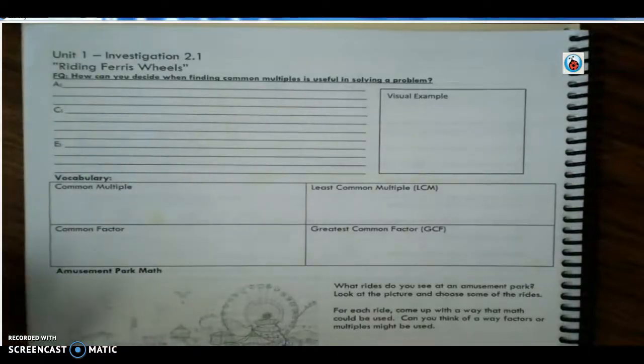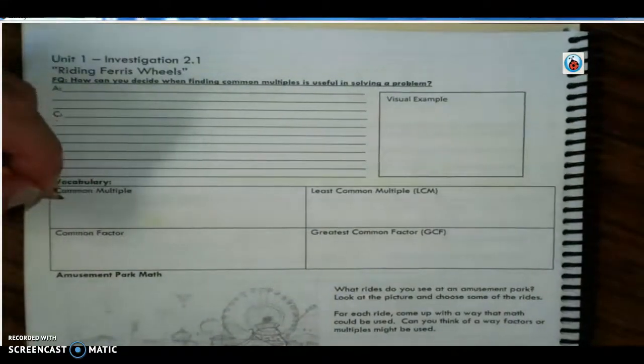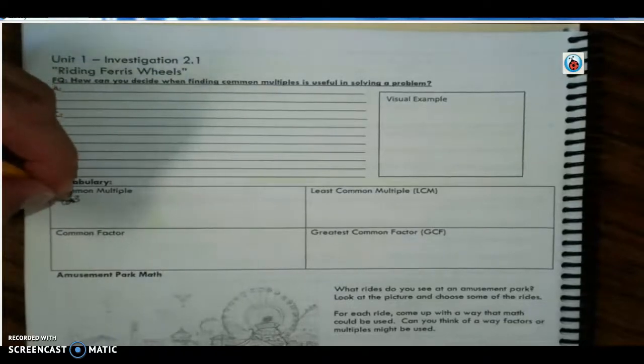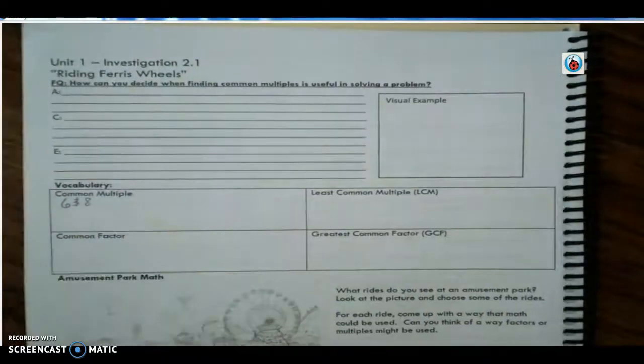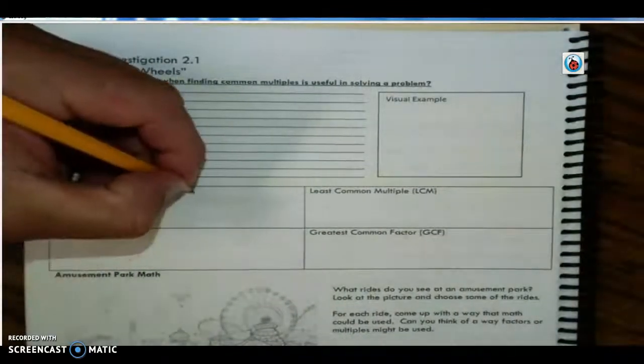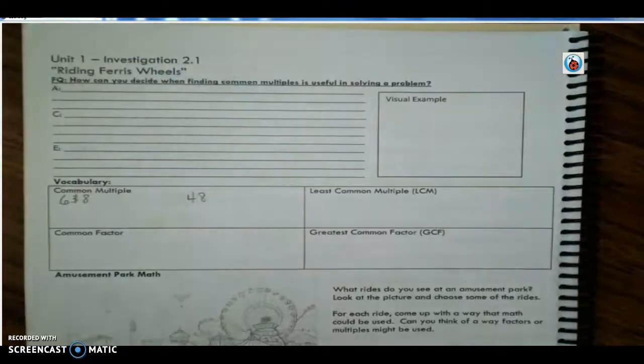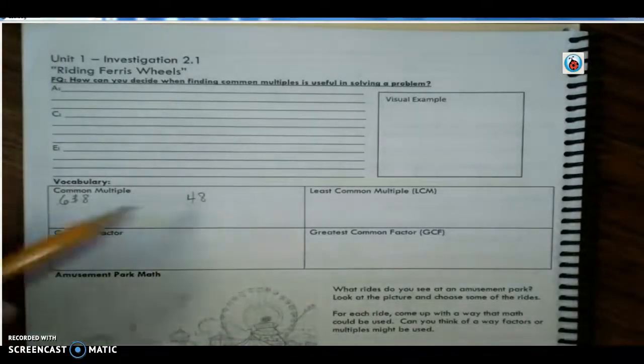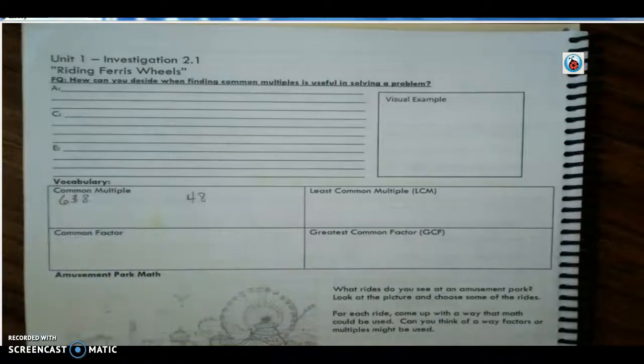Common multiples, I'm going to give you examples because I think it's easier to understand what common multiples are. So a common multiple, let's say the numbers we have are 6 and 8. So common multiples are numbers that we could say 6 times 8 is 48. So we'll just start with 48. This is a common multiple. It's a product that both 6 and 8 fit into evenly. So 6 times 8 is 48, and 8 times 6 is 48.